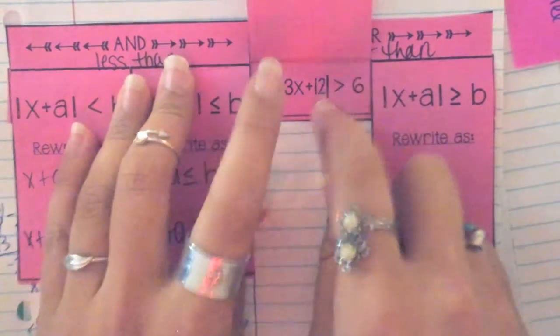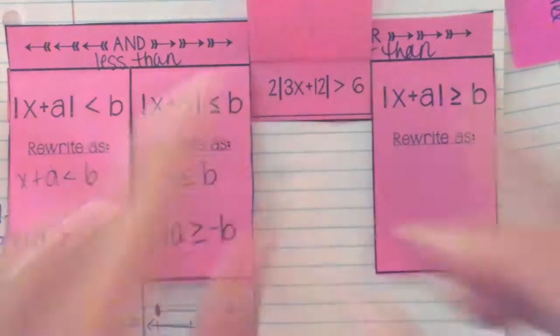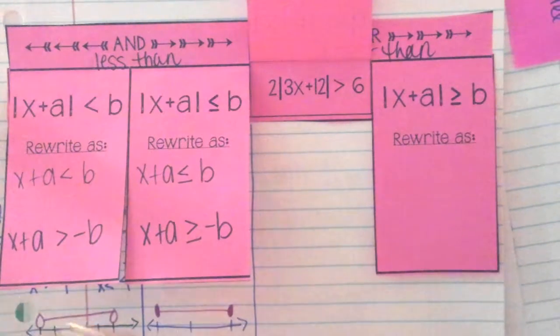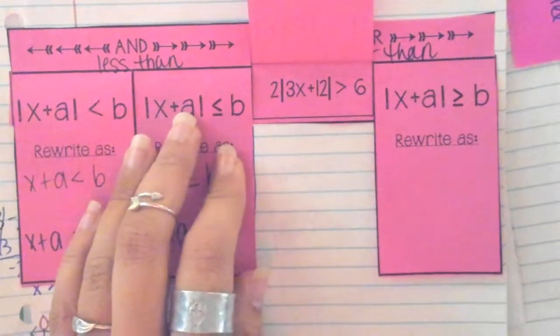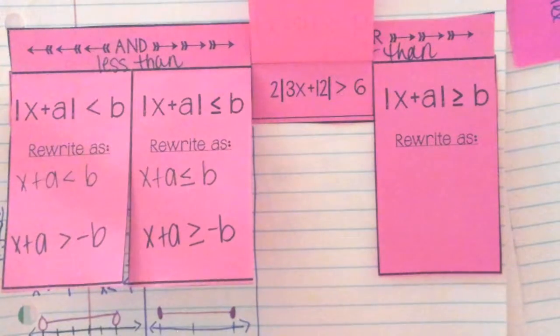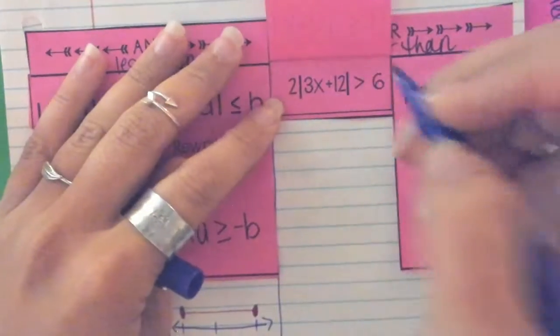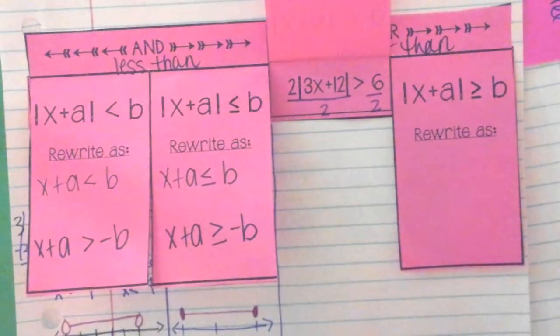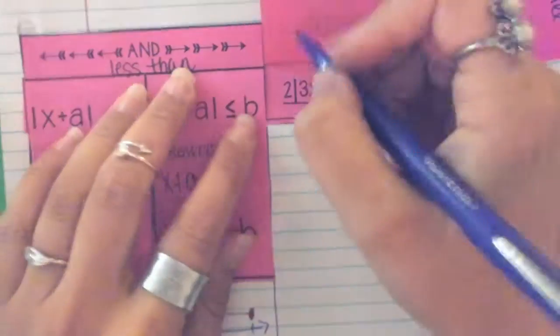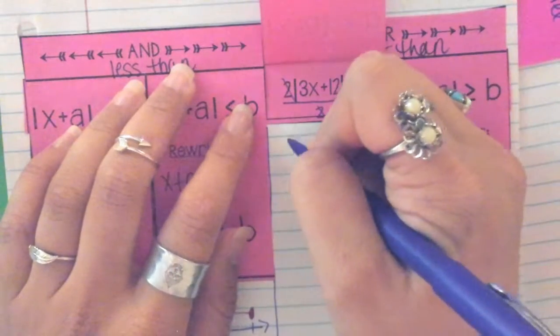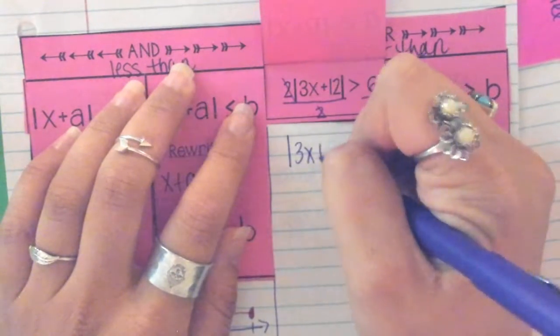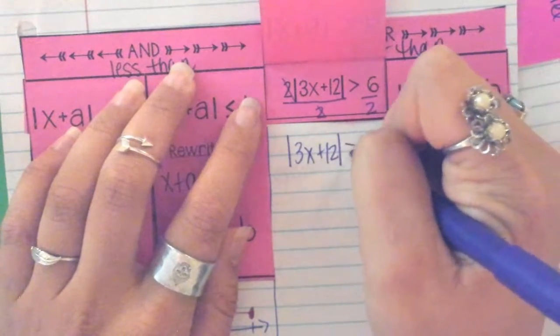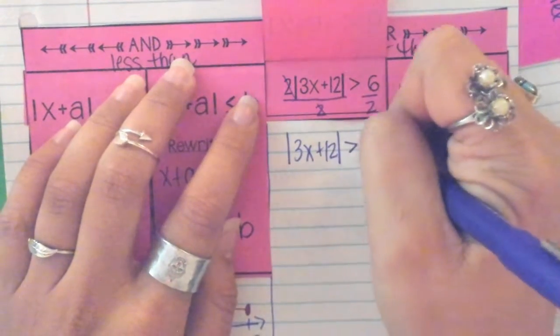Alright, so what are we going to do with this 2 out front? Do we distribute it or do we have to divide? You have to divide. You cannot distribute with absolute value. You cannot do anything to the inside. So we're going to divide by 2. Those 2's cancel. You get the absolute value of 3x plus 12 is greater than what? 3.